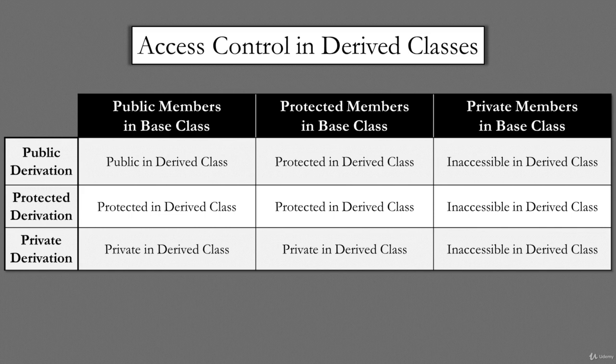Next, with public derivation, let's have protected members in the base class. Of course, those are going to be protected in the derived class. Then if you do protected derivation and you have protected members in the base class, then those members are going to be protected in the derived class as well. Then if you do private derivation and you have protected members in the base class, then those members are going to be private in the derived class. Finally, whether you do public, protected, or private derivation from the base class and you have private members in the base class, those private members are going to be inaccessible in the derived class. Okay, as I discussed before. So I hope this table is useful to you.